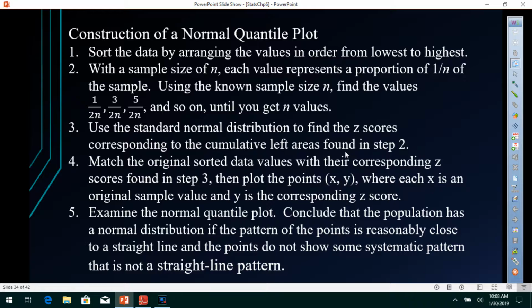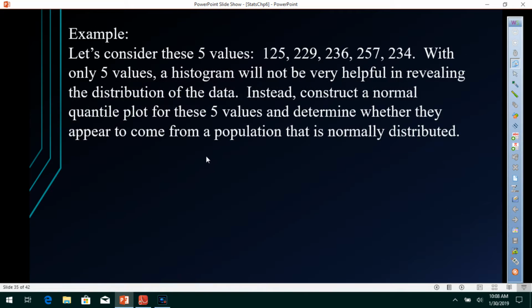Examine the normal quantile plot. Conclude that the population has a normal distribution if the pattern of points is reasonably close to a straight line, and the points do not show some symmetric pattern that is not a straight line pattern. Now, the first time you read this, it might be a little bit confusing. So let's do an example.